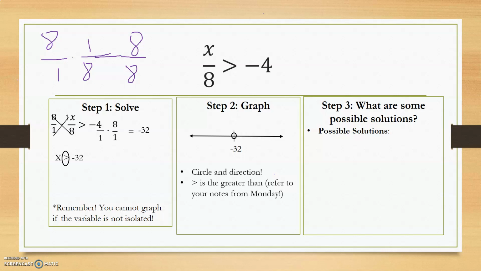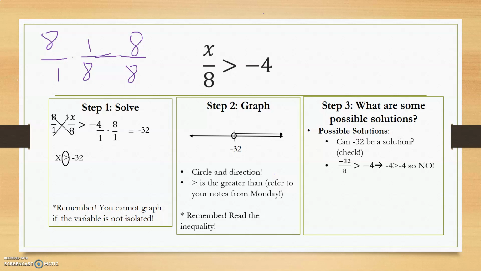Greater than means anything larger. Okay, I keep saying refer to your notes from Monday because they were very helpful. So anything larger means I would go in the right direction towards 0. Okay, so always read the inequality. All right, let's get to step 3. We now need to list some possible solutions. So I always like to start with the integer that we're graphing. So can negative 32 be a solution? Let's check it.